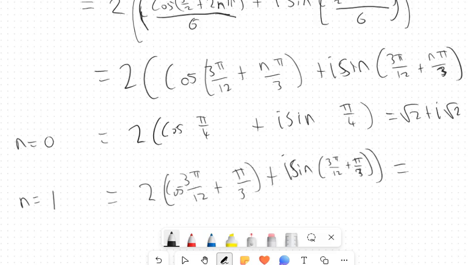And that's it. And if you use a calculator to do the cos bit and then multiply it by 2 afterwards, because there's a 2 outside, and then do the same with the sine, it'll tell us what both things are. And it's a bit awkward in the end, so you get minus root 6 plus root 2 over 2 plus i times root 6 plus root 2 over 2 as well.